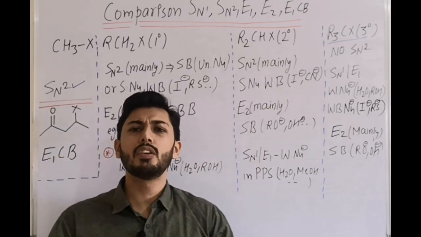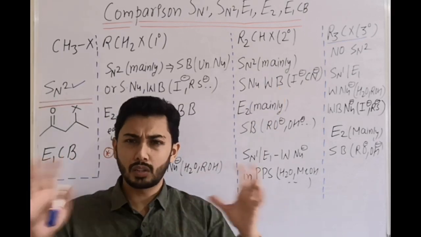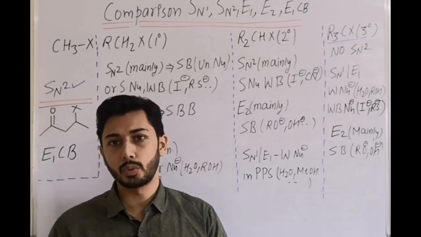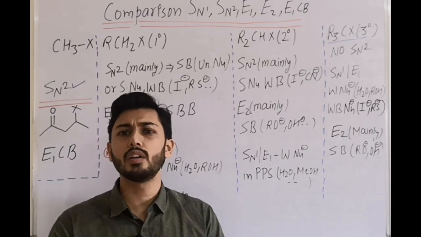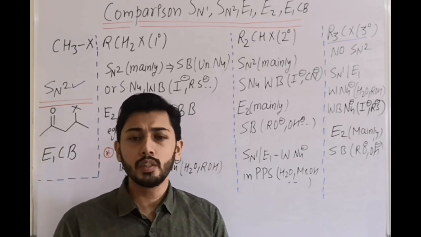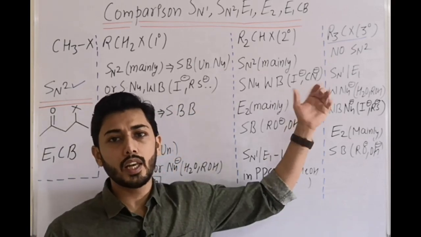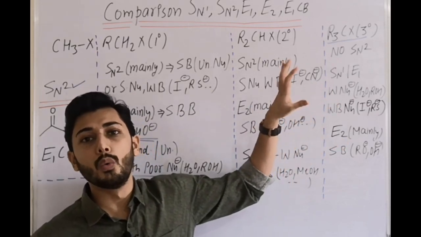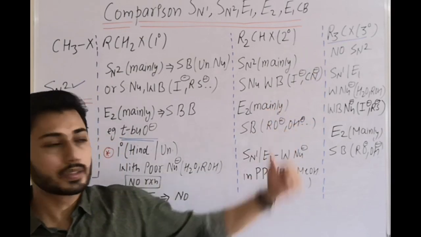If the secondary halide has bulkiness, crowding, then also the elimination product dominates over the SN2 product. But I am taking general cases, not some particular cases which are not common. So generally secondary alkyl halide gives mainly E2 with strong base, mainly SN2 with weak bases, strong nucleophiles.